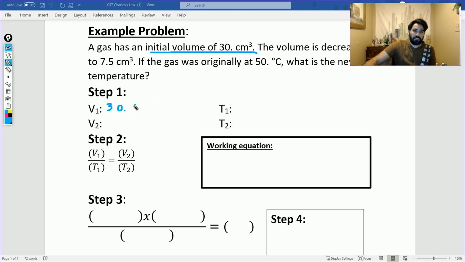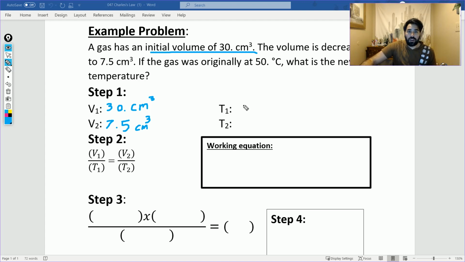That tells me I have two significant figures there. Centimeters cubed, because it's not just the length, it's a volume. Volume is a length cubed, or a distance cubed. Now, it says the volume is decreased to 7.5 cubic centimeters. That's my final volume because it goes to that, right? That's the second part of this problem. 7.5 centimeters cubed. That's two significant figures as well.